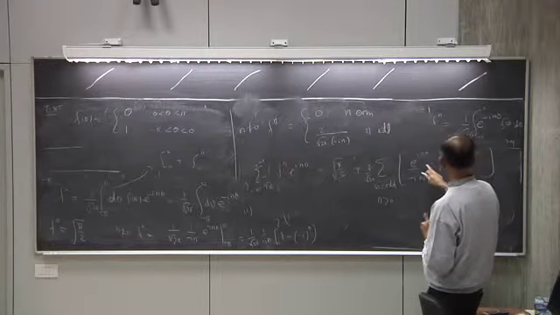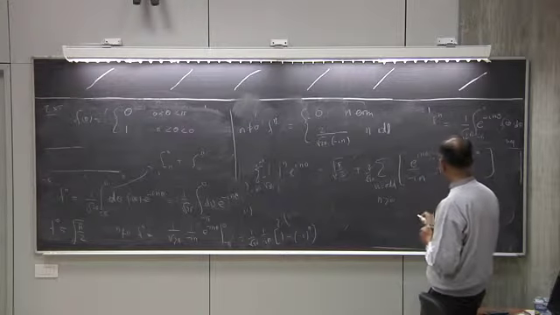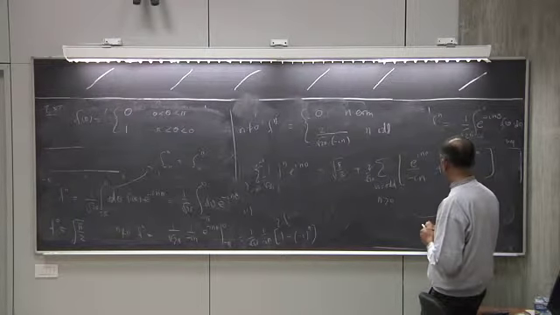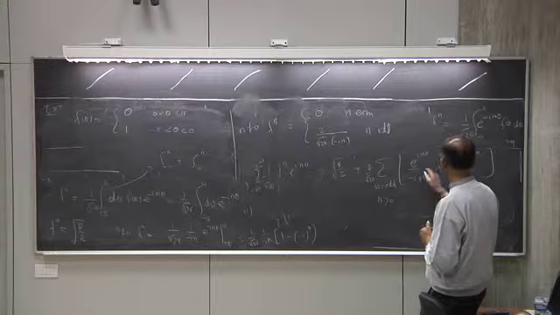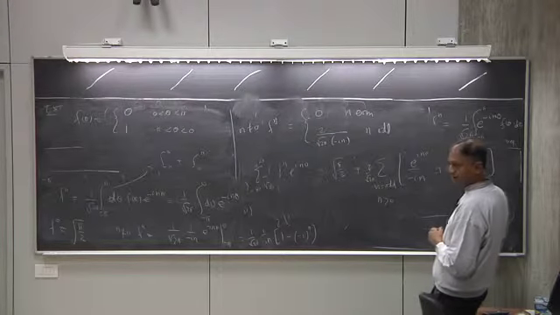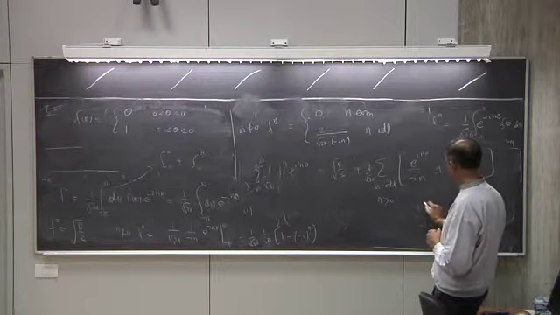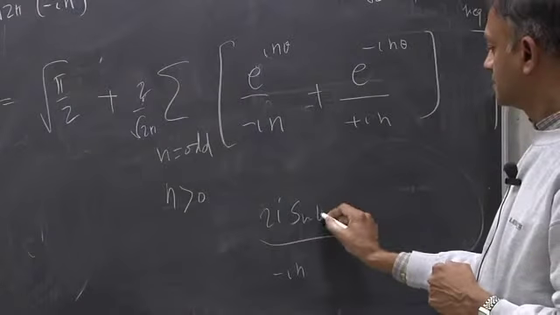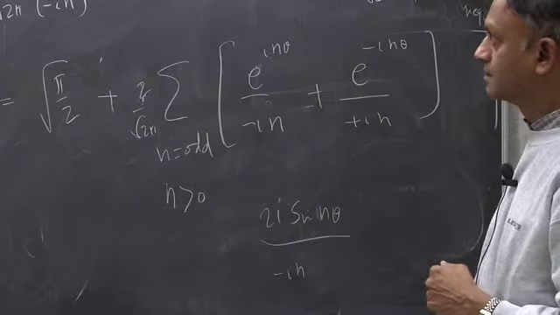So this gives you, so what is this? So minus I n, e to the I n theta minus e to the minus I n theta, which is 2i sine n theta. Okay.